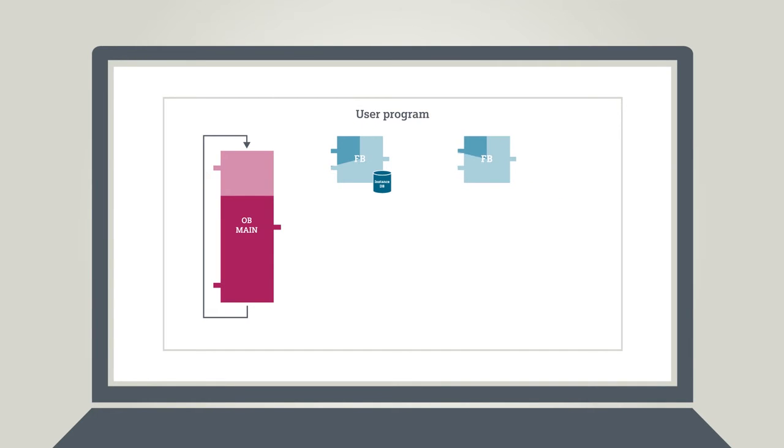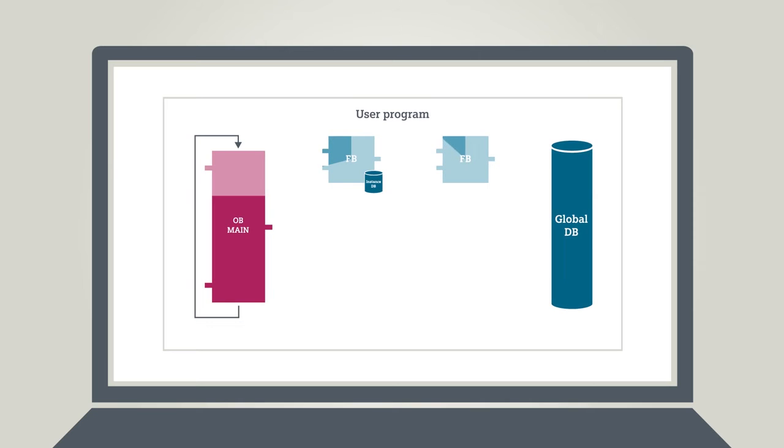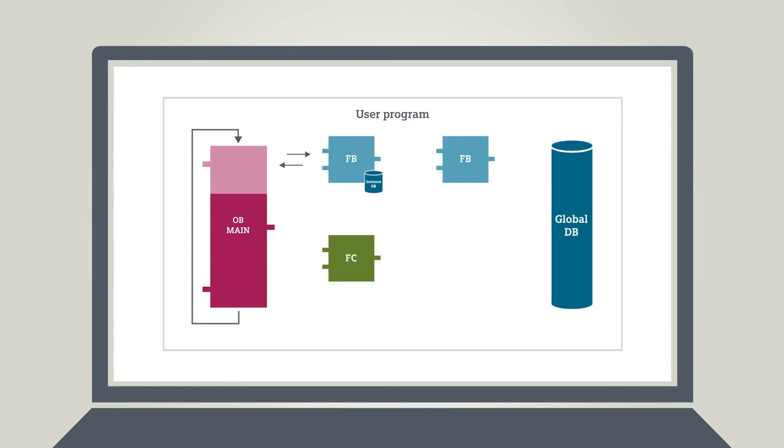In contrast, the program data accessible for all blocks are stored in global data blocks. A function, or FC, is used for the programming of frequently recurring subfunctions. These are generally much less complex. These functions have no memory and do not store any internal information beyond their own runtime. Once the program of the first conveyor belt has run its course, it will jump back to the return address of the block from where it was called up.